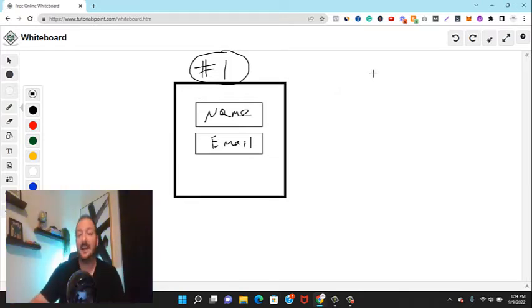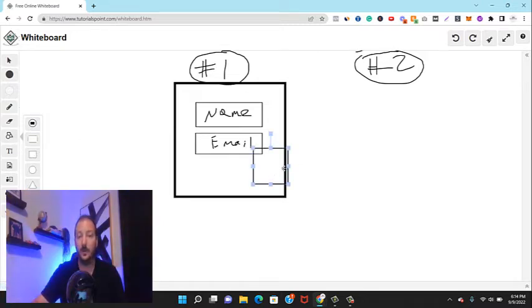So that's the first thing you need, right? That's it. The second thing you need, number 2, is a source of traffic, right? And so I'm going to put a couple different boxes here to represent traffic. And what is traffic, right?